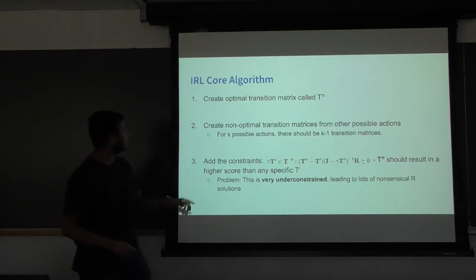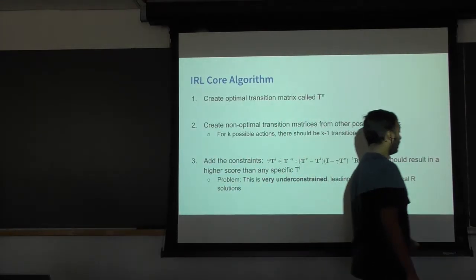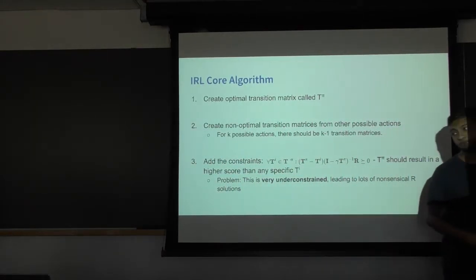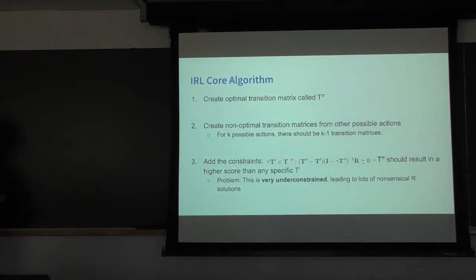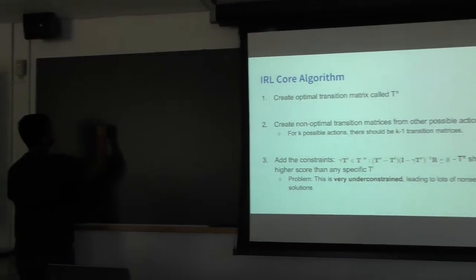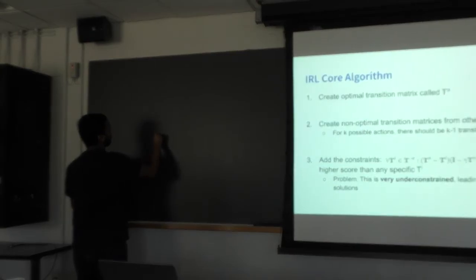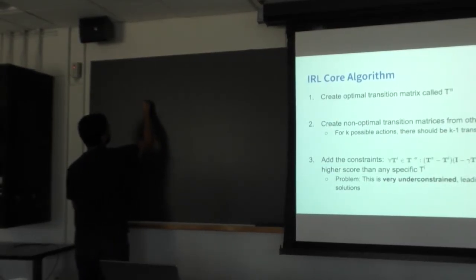Before that, I want to talk about a subtlety in point two, and it has to do with the non-optimal transition matrices. So let's say we have a set of actions, and I'm going to go to more than two actions for each state. Let's say we have a set of actions A, B, and C for state 0 and state 1, right? And in both cases, let's say A is optimal.